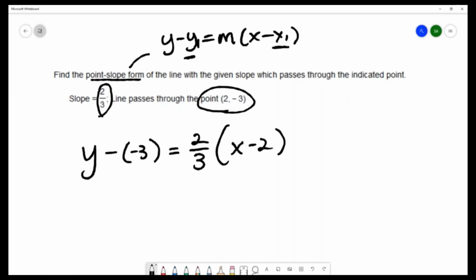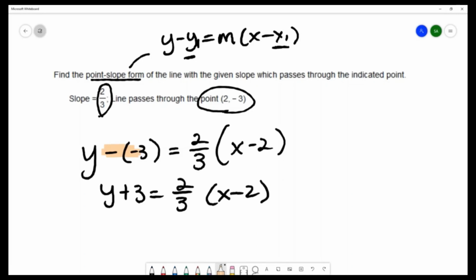And I'll simplify just a little bit by simplifying these two negatives. That becomes y plus 3 equals 2/3 times x minus 2. And I'll stop here since this question is asking for the point-slope form, and this represents the point-slope form of the line with the slope of 2/3 passing through the point 2, negative 3.